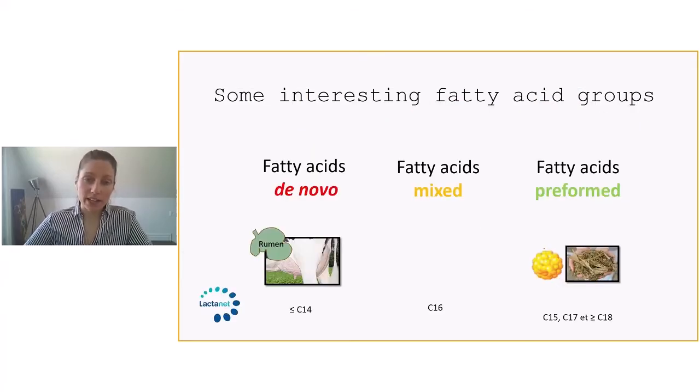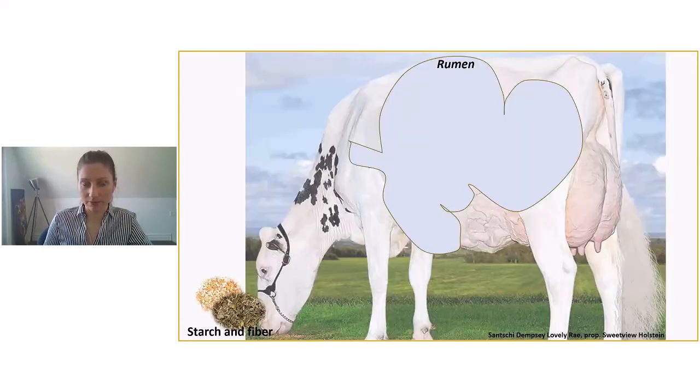So we group fatty acids into three categories: the de novo, which are synthesized in the mammary gland coming from the rumen fermentation, so they do reflect rumen health. Then we have the preformed fatty acids that come from feed and fat mobilization. The mixed ones are a combination of the other two categories.